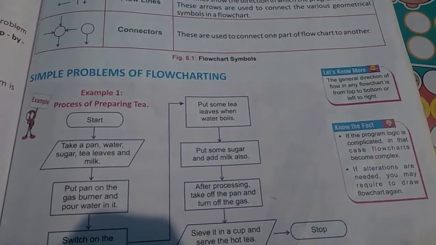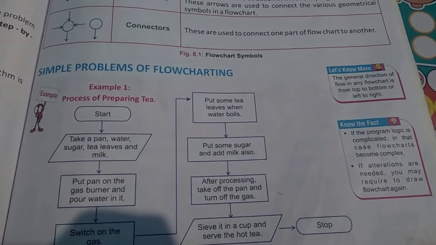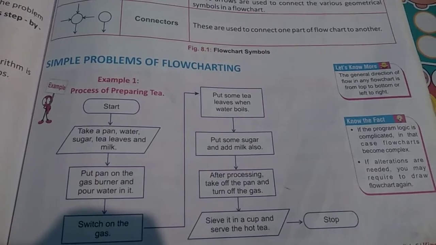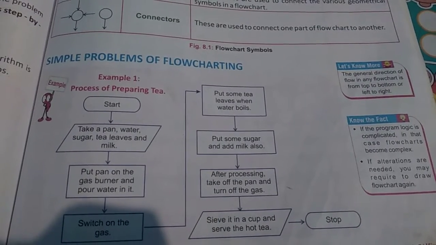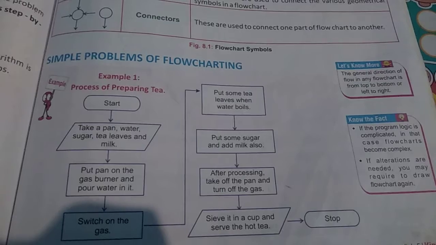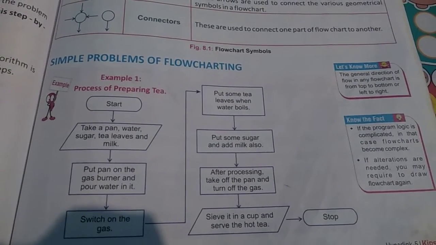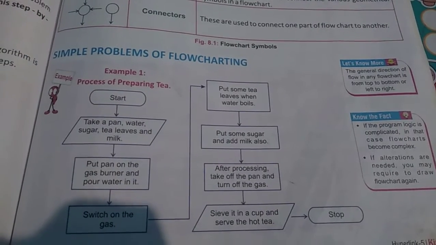Put some tea leaves when the water boils. Okay, when the water starts boiling, we will add some tea leaves. Next, put some sugar and add milk also. What we will do, we will add some sugar and then we will add milk.